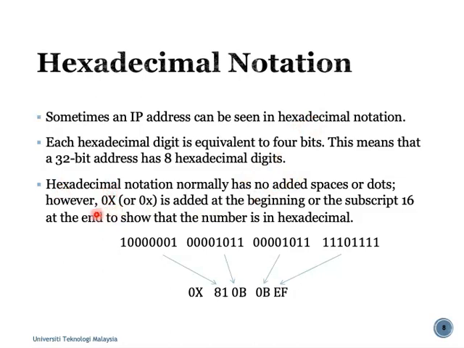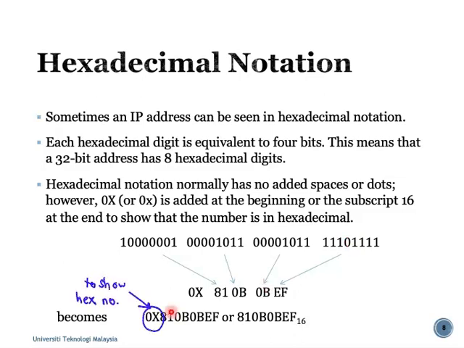However, 0x is added at the beginning, or the subscript 16 at the end, to show that the number is in hexadecimal. So if we put 0x here, we know that this belongs to the IPv4 address in hexadecimal. To convert this, each of the 4 bits here belongs to F.